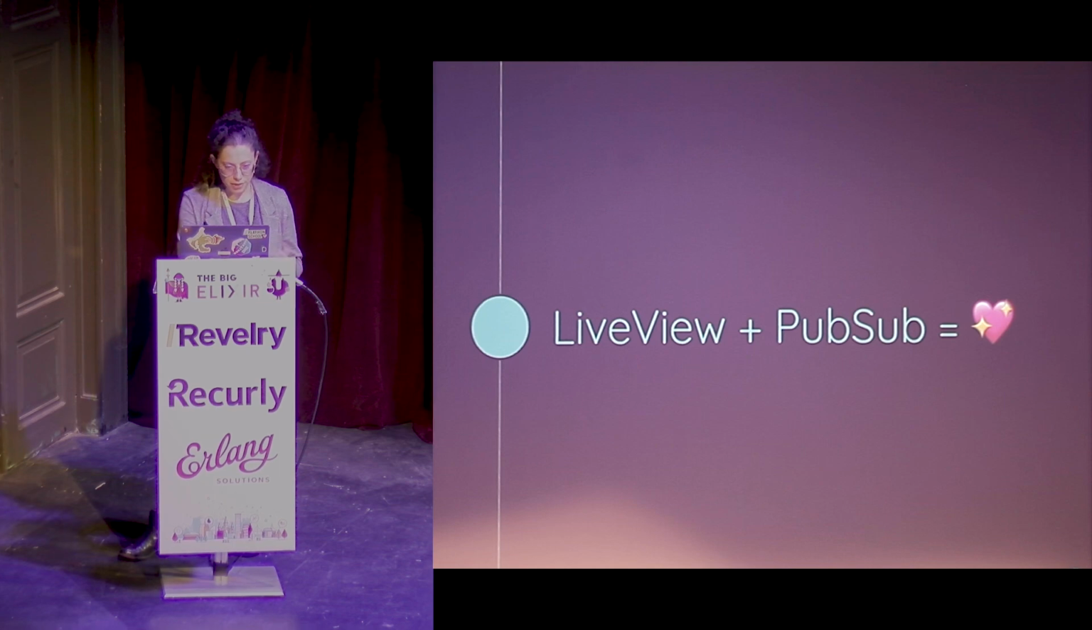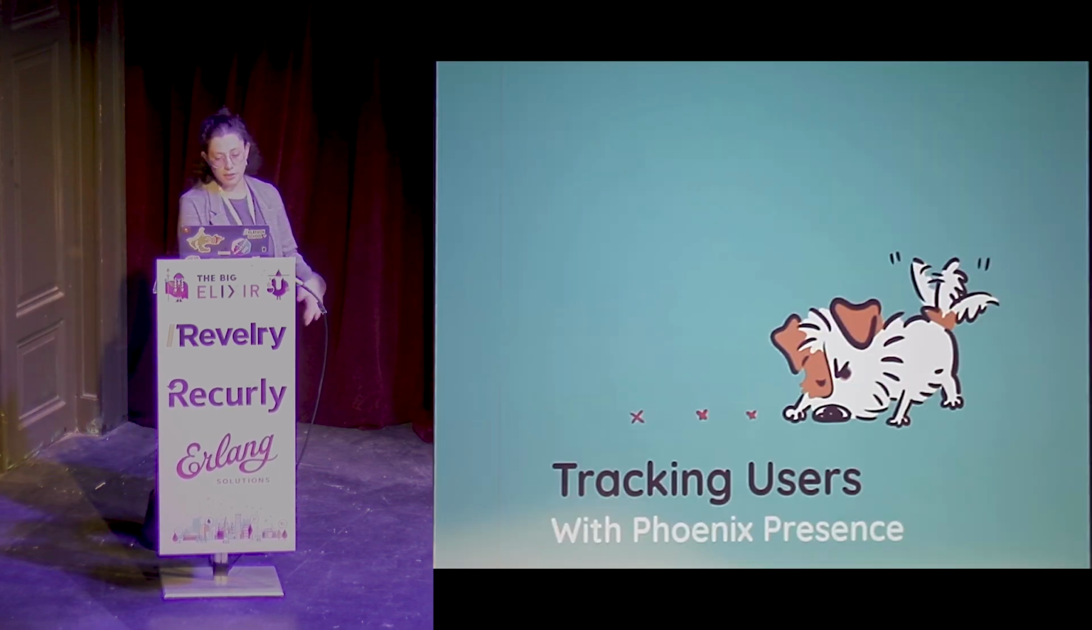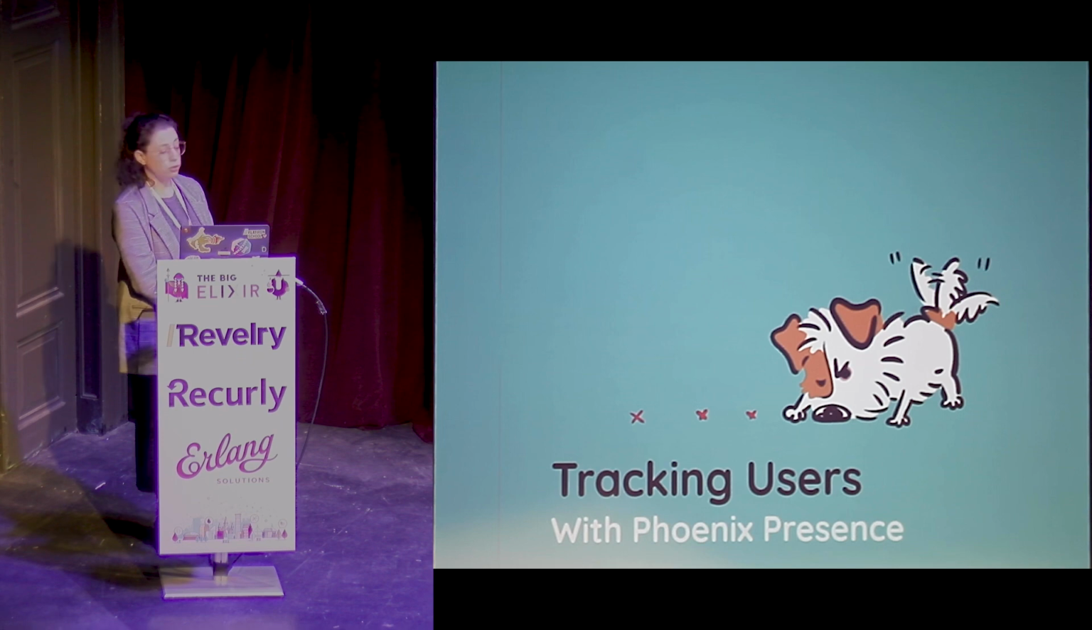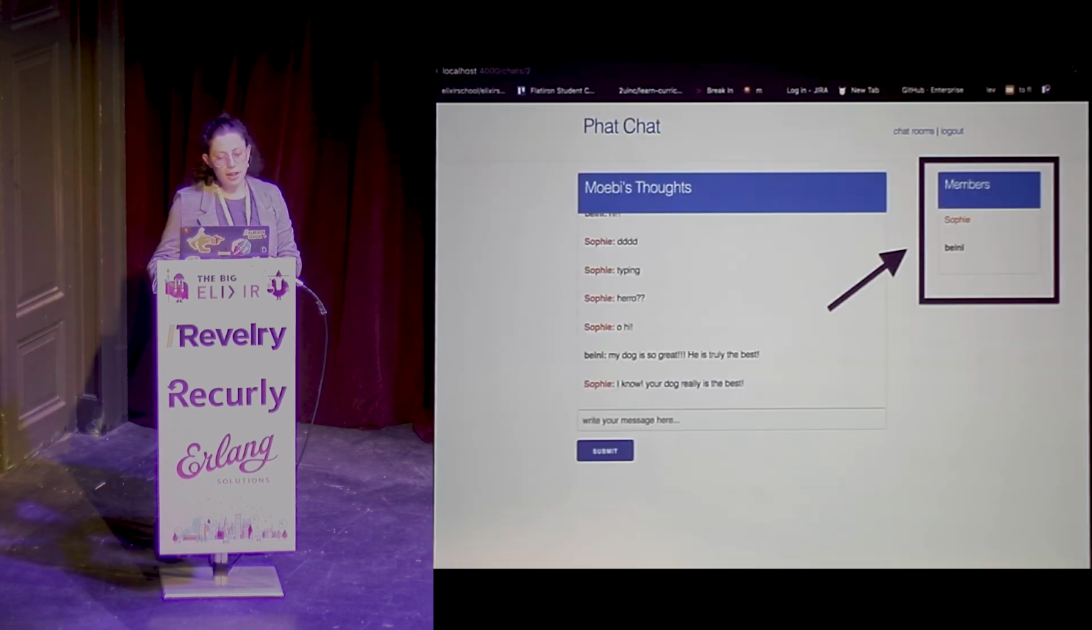Which brings us to our next feature. Now that our LiveView is smart enough to broadcast messages to all the users who are in the given chat room, I think we're ready to build a feature that actually tracks those users. So let's say we want our template to render a list of people who are in the chat room, something like this, in this handsome purple box.